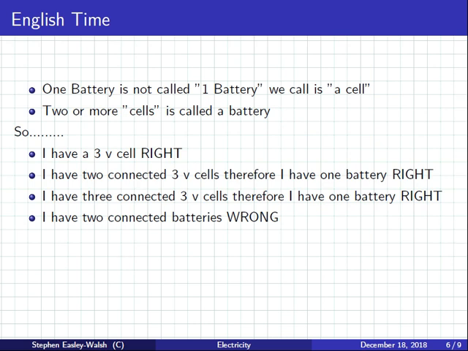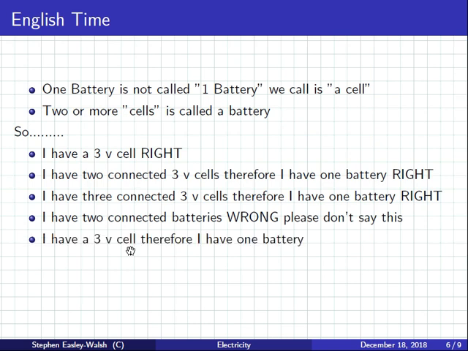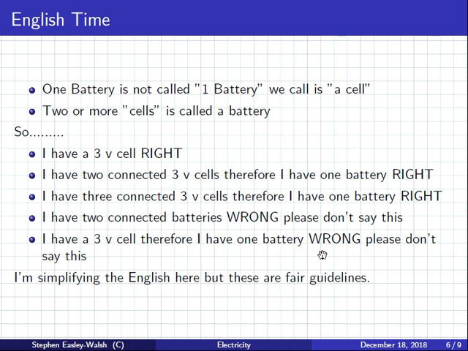Yeah, you could say I have 3 cells. Don't say this: I have a 3-volt cell, therefore I have 1 battery. Right or wrong? That's wrong. Please don't say this. Now I'm simplifying the English, but this is the idea. Now you actually maybe have seen this.